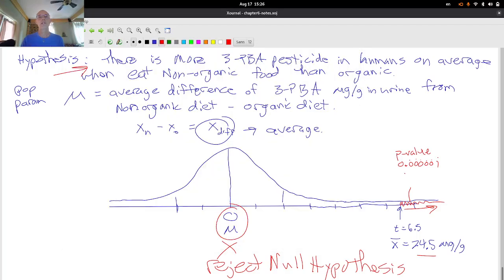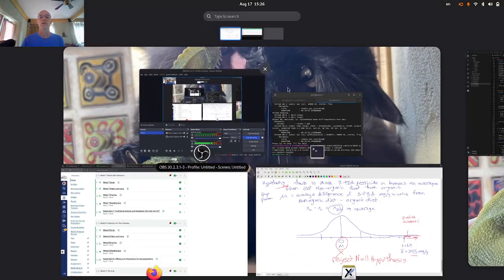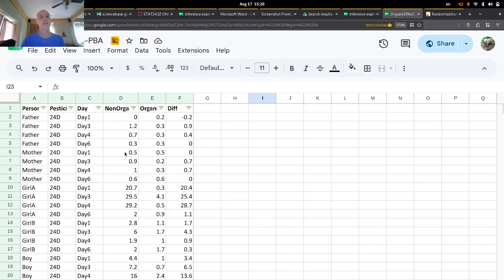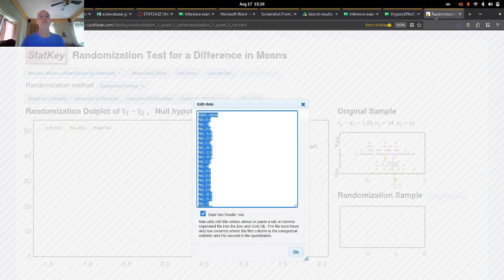All right, so we looked at a situation when we had two variables and they were related row by row, so we were able to subtract them and find the difference. So looking at that in the spreadsheet again, we had the organic effect, and we looked at non-organic minus organic, and we could boil it down to a single variable. Can't always do that.